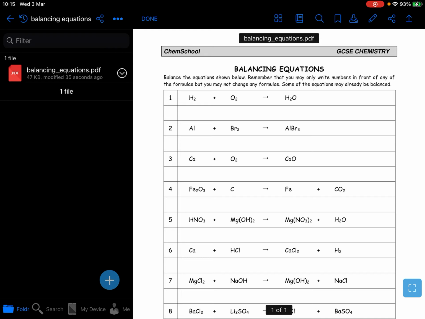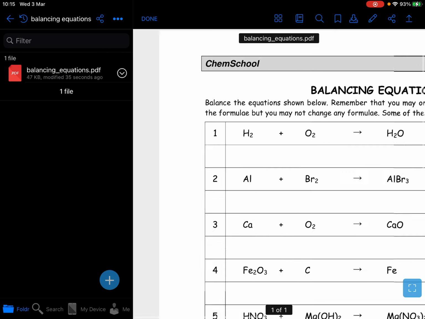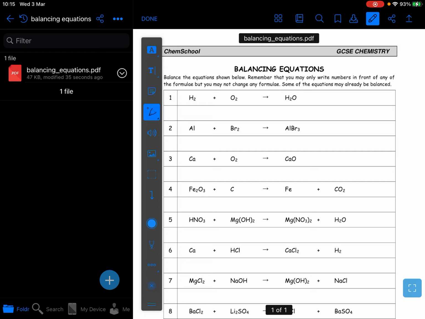So question number 1, first thing we do is we write down what we have. So H and O. On the left hand side we have 2 hydrogen, 2 oxygen. On the right hand side we have 2 hydrogen, 1 oxygen. How do we correct that? We put a big 2 in front of it. So we get 2 oxygen now, but we get 4 hydrogen.